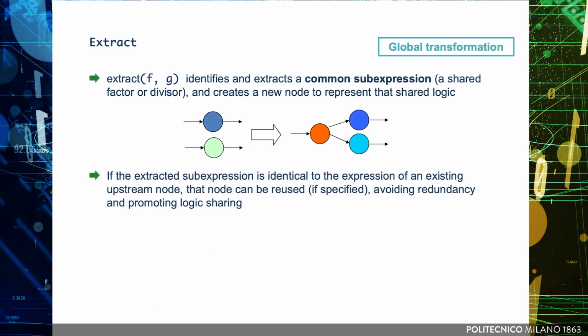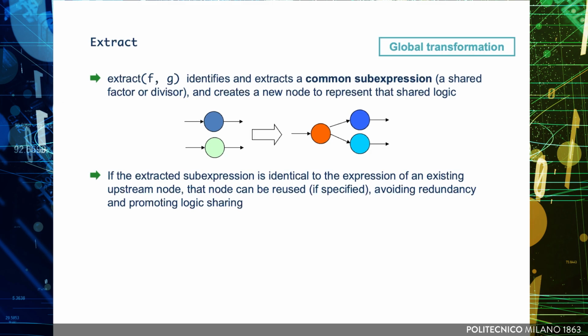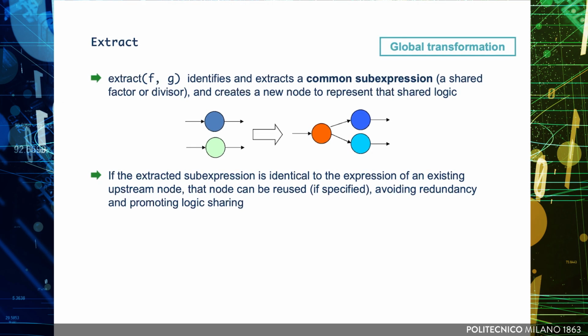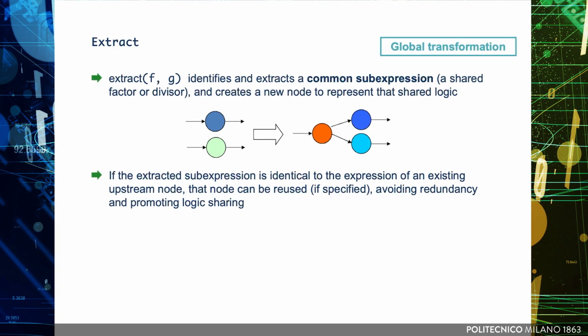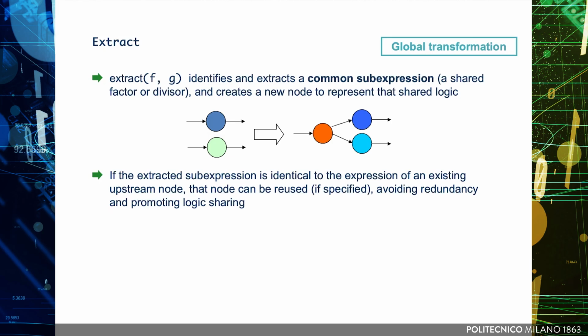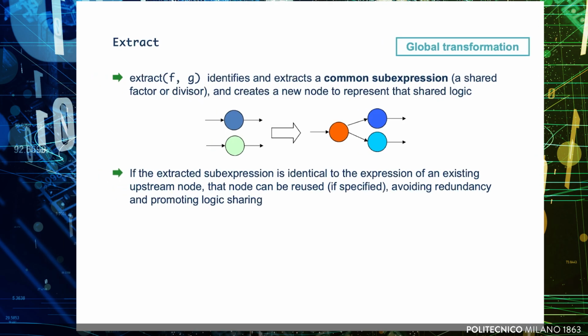The extract transformation extracts a common subexpression from two nodes, f and g, and generates a new node to represent that shared logic as shown in the diagram. Like substitute, this transformation encourages the reuse of common parts of the circuit. If the extracted subexpression already corresponds to an existing upstream node in the graph, we reuse that node instead of creating a new one. From a cost perspective, extract can reduce the total number of literals thanks to expression sharing. However, it may increase the latency if the new node lies on the critical path.